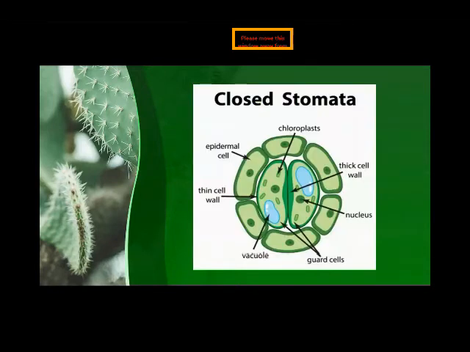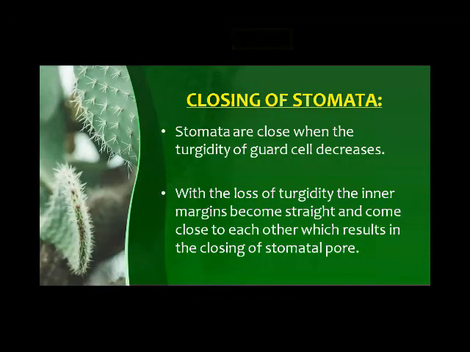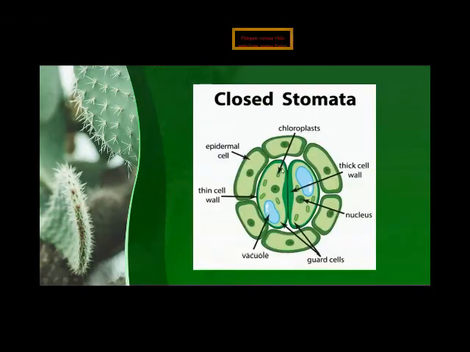See this diagram. What are you observing here? The inner margins of the guard cells close together and show like a closed margin. With the loss of turgidity, the inner margins become straight and come close to each other. Are you seeing? This is looking like a straight margin, students. Because both margins are close together, the curve is finished. That's why, because of this closing of the inner margins, the pore is closed. This is the mechanism of the closing of stomata.